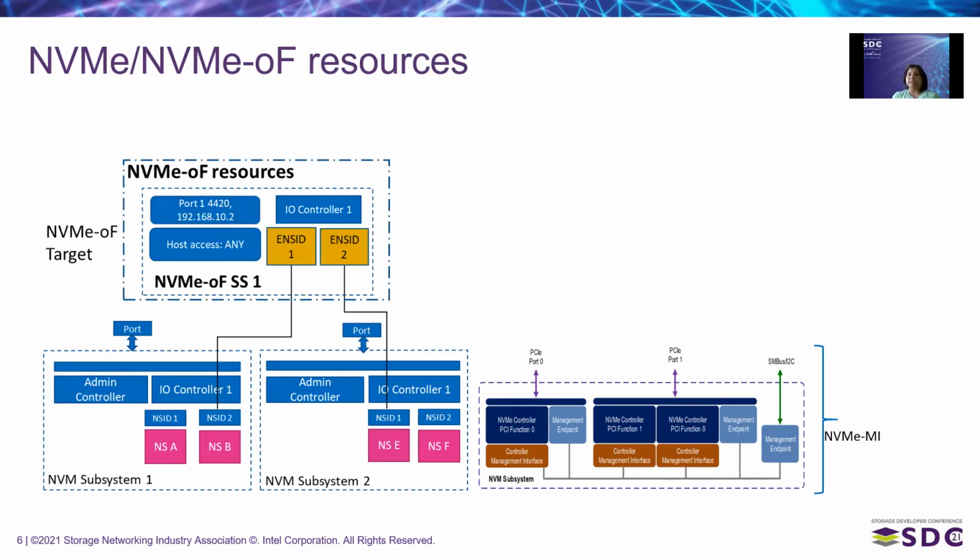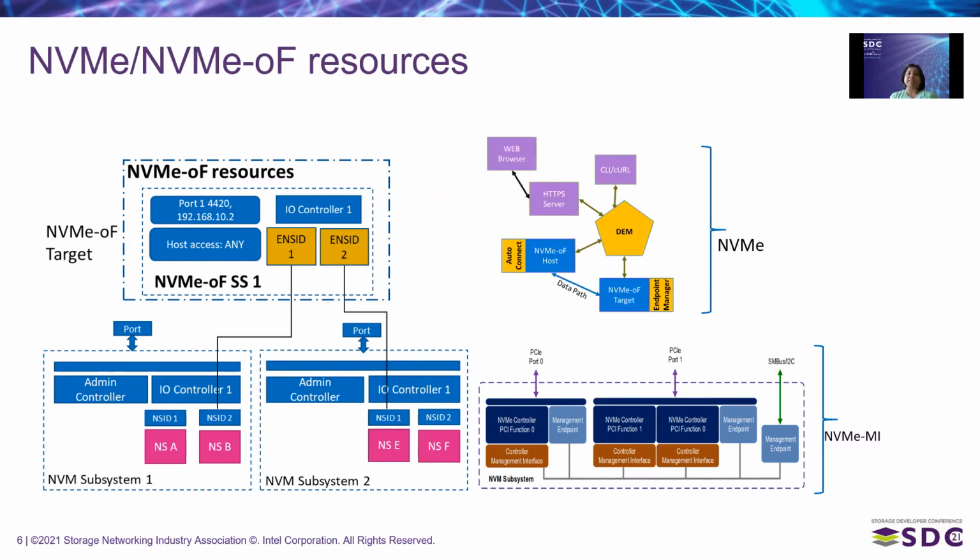An NVMe over Fabric subsystem is an abstraction that is created by using underlying resources. In this simple example, we have carved out the namespaces from each of these underlying subsystems. There is a Fabric transport configured and there is host access configured on this. The NVMe Consortium is working towards closing this gap for the management of NVMe over Fabric resources, and it is doing it through technical proposal TP6011. And DEM is a strawman prototype for managing NVMe over Fabric resources.